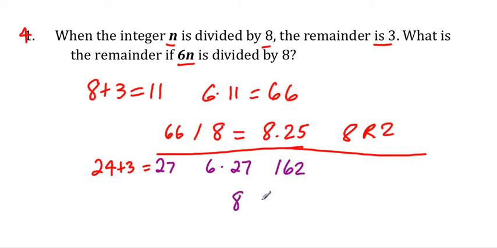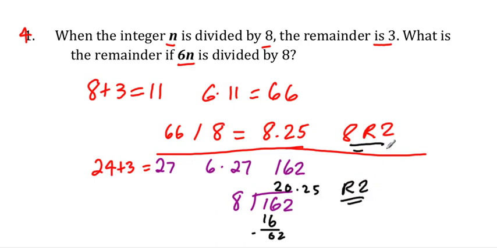And then 8 goes into 162. It goes into 16 2 times. Okay, good. This works. It goes into it 20.25, so there's a remainder of 2. It works both times. Sometimes us math teachers screw up.